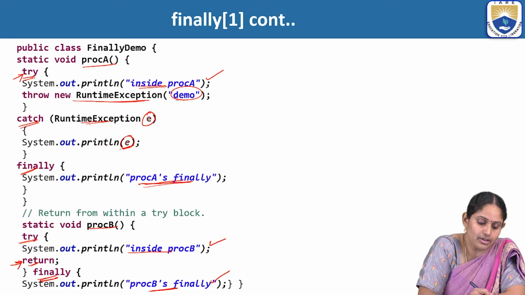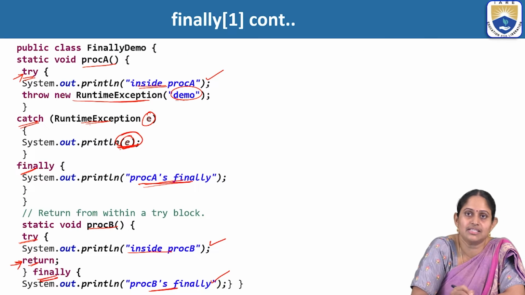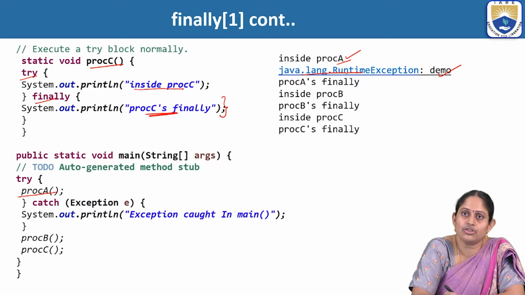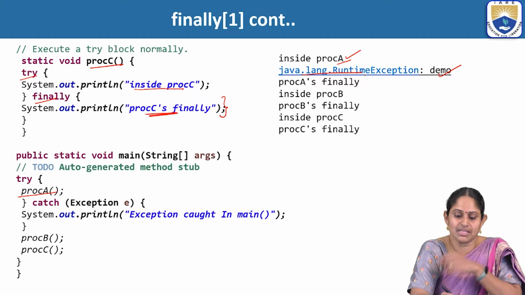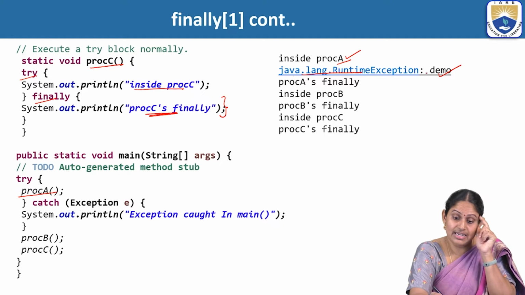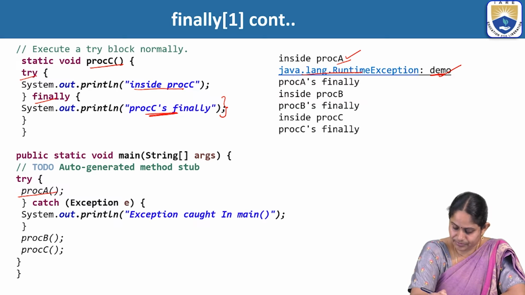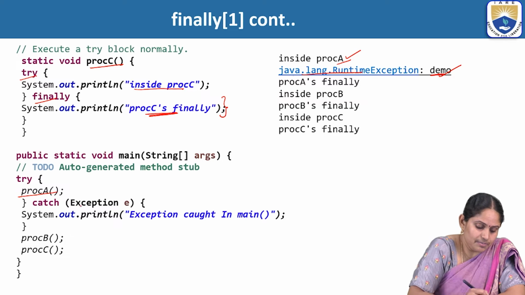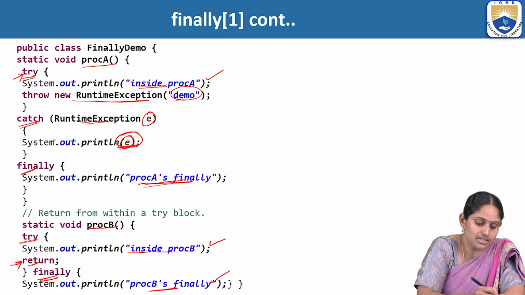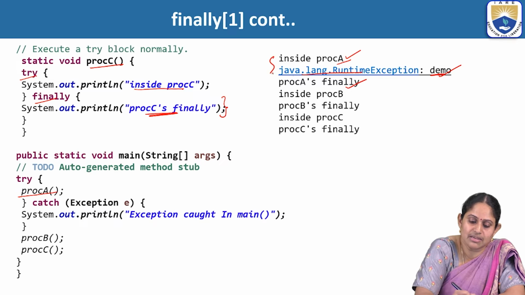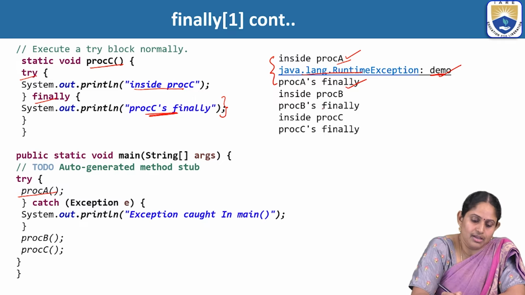When you display this exception object, we get this whole statement in the output, because we are throwing a runtime exception, which comes under java.lang.RuntimeException, and we have given our own error message as demo. And then procedure A is executed, so the finally block also will be executed. After displaying the error message, you get this line, procedure A is finally. So these three statements we got from the method procA.